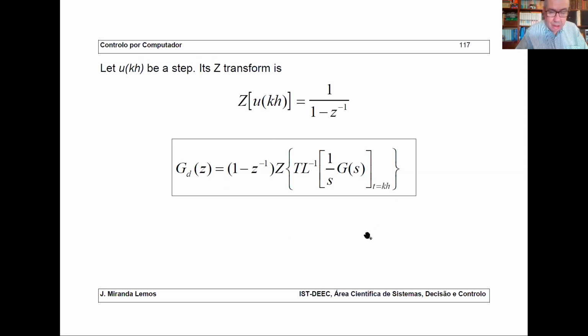Here's the formula, horrible. It looks tremendous, very complicated, but actually if you understand what you are doing and you know the definition of discrete time transfer function and continuous time transfer function, then you can easily do it. Okay, you have to think about the diagram and you get this formula. Okay, any question?